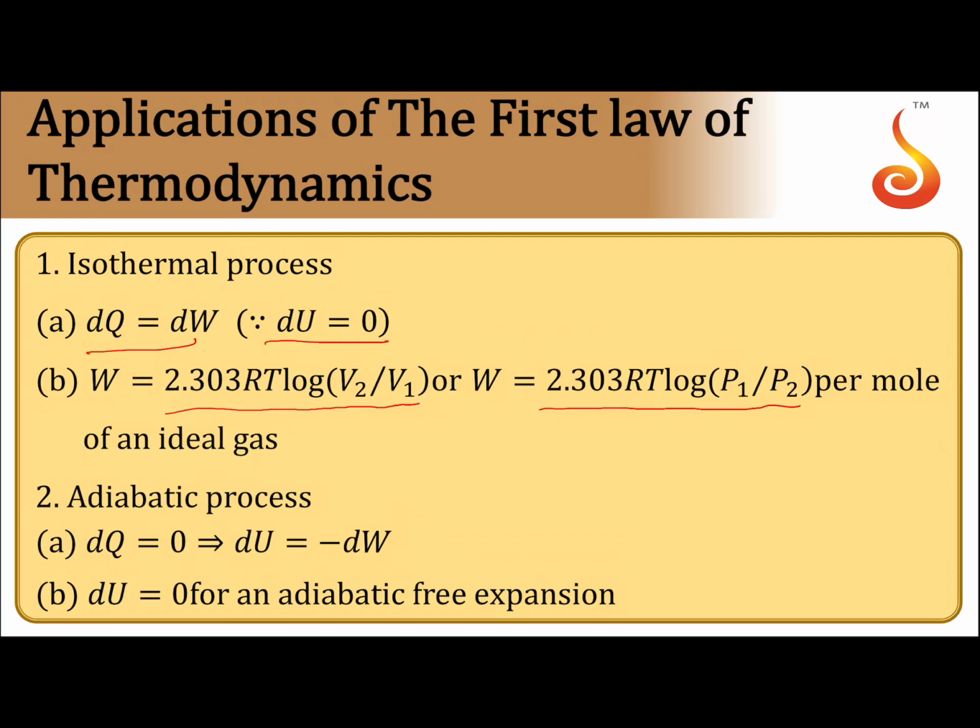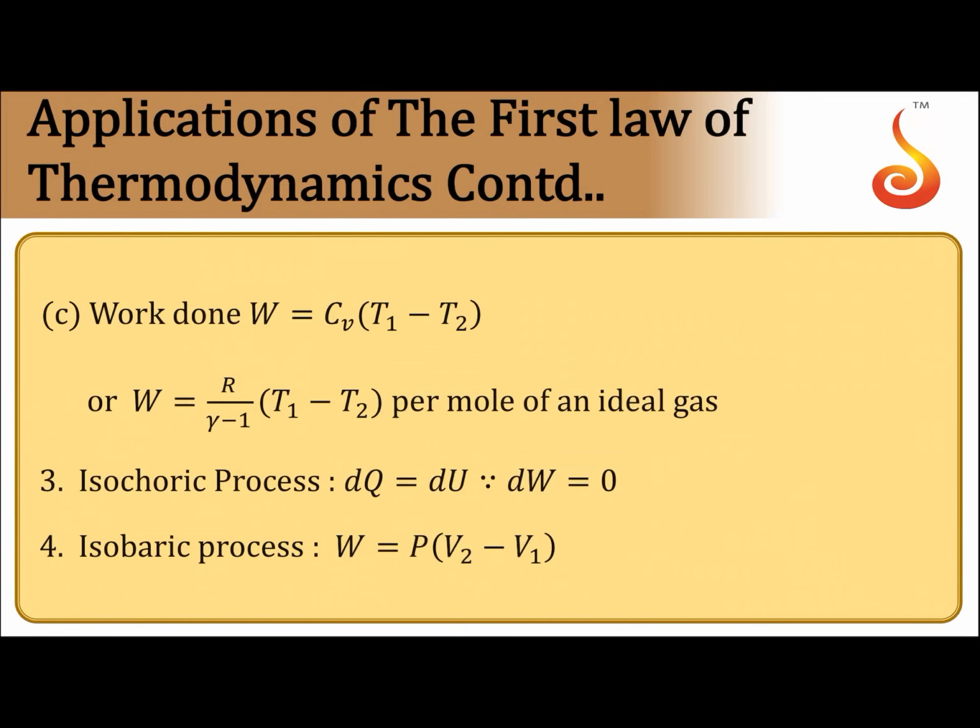Then adiabatic process. In this process, dQ is equal to 0, no heat is supplied, dU is equal to minus dW. If it is a free expansion, then dU is equal to 0 for the adiabatic free expansion process. Work done is equal to Cv into (T1 minus T2). Work done during adiabatic process is W equals R divided by (gamma minus 1) into (T1 minus T2). This is per mole of a gas. If n moles are taken, you have to take nR.